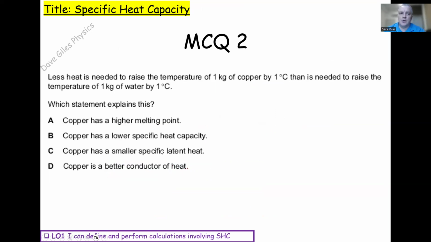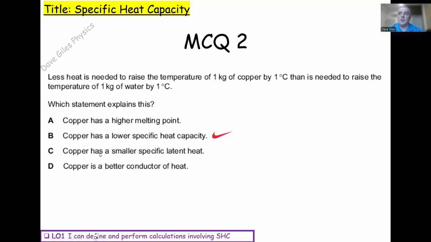Next one's a more descriptive question. Less heat is needed to raise the temperature of 1 kilogram of copper by 1 degree Celsius than is needed to raise the temperature of 1 kilogram of water by 1 degree Celsius. Which statement explains this? The melting point isn't particularly relevant, so it's not that. It being a conductor of heat isn't necessarily relevant. It's going to be about specific heat capacity here, so it has to be B. Copper has a lower specific heat capacity.